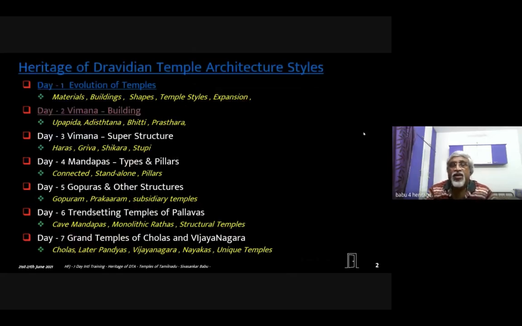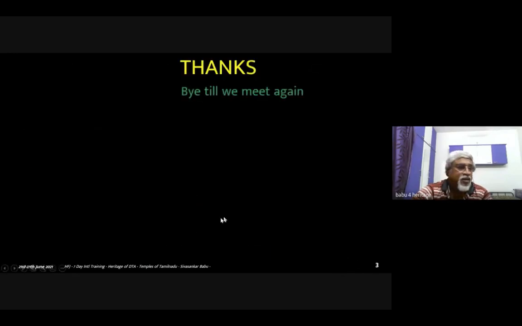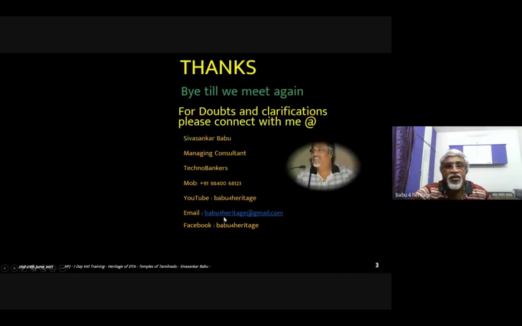So with this, we finish day 2, the Vimana building. What we have seen is Upapida, Adhisthana, Bitti or the Bahar, and Prastara the roof. So with this, we complete the day 2 discussion.